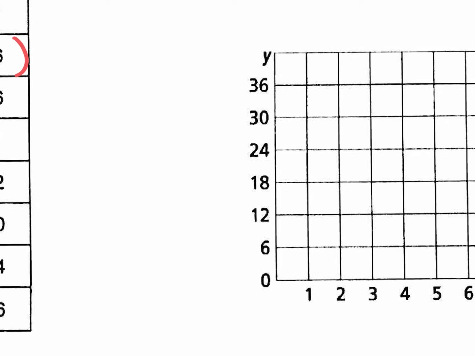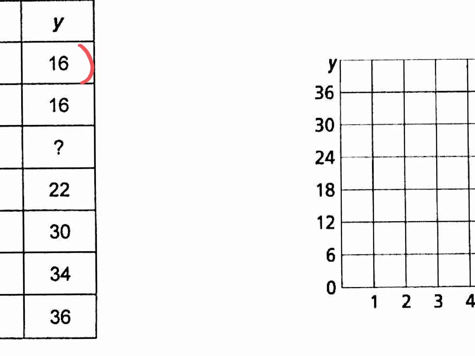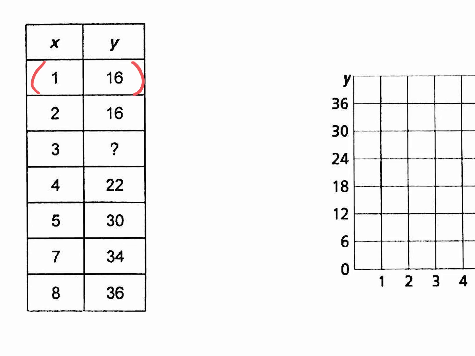Now you've got to be careful with the units that they use. Obviously on the x-axis they are going by single units, 1, 2, 3, 4. But on the y-axis it's going by 6, 12, 18. So when you plot these points, you've got to be careful that you actually plot them accurately. So if we go to 16, it's between 12 and 18. Here's the 1, so you go to 16, it's between 12 and 18.